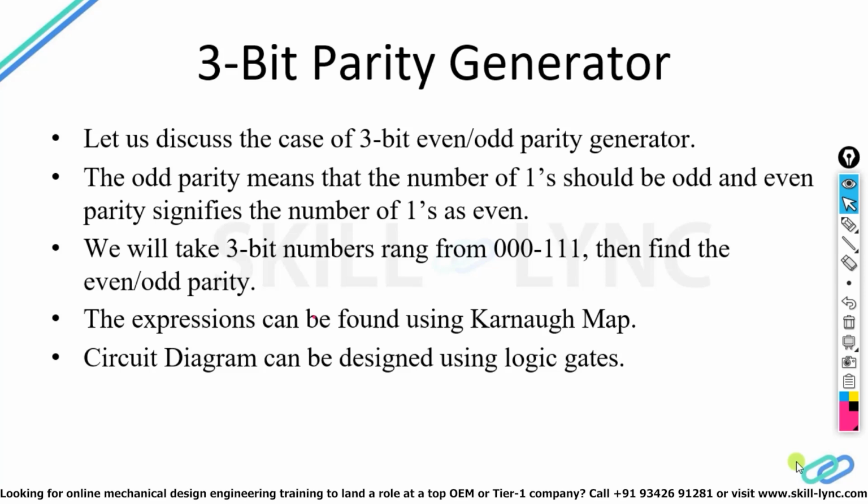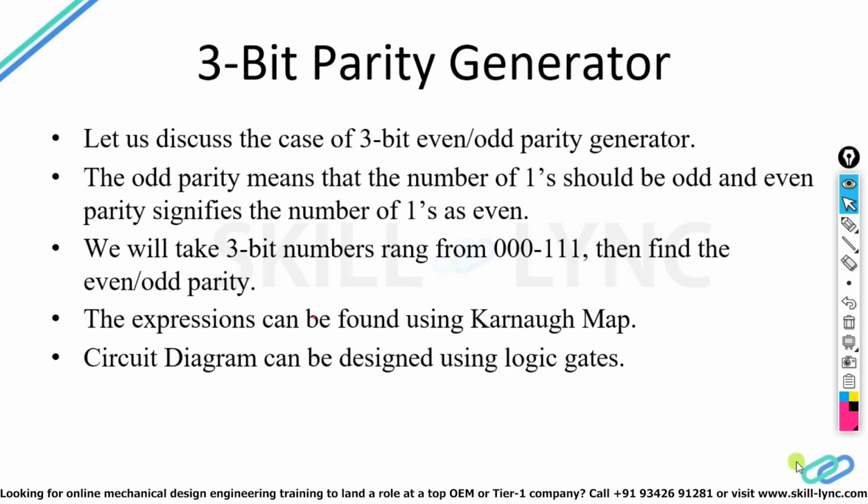So we are starting with a problem: a 3-bit even odd parity generator. Odd parity means the number of ones should be odd, 1, 3, 5, 7, and even parity means the number of ones should be even. So we will take the 3-bit numbers starting from 000 to 111. Why from 000 to 111? Because it is a 3-bit number, so the possible combinations are 8, that is 000 to 111.